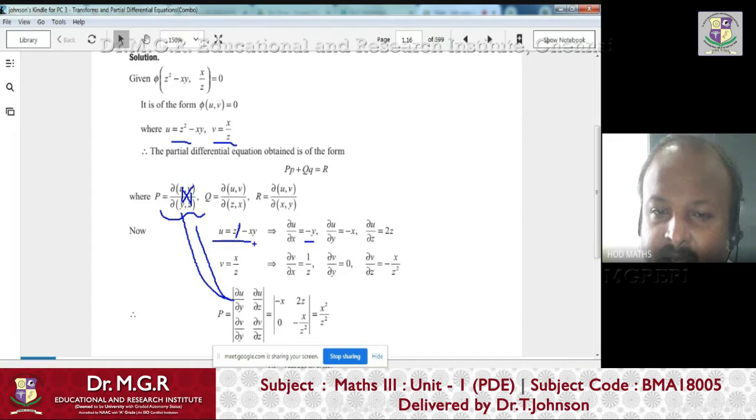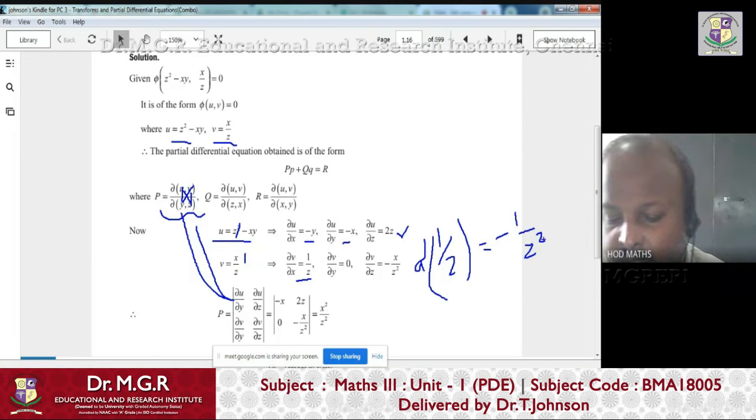Similarly, dou u by dou y. Dou u by dou y is also simply minus x. And then dou u by dou z is 2z, differentiating u with respect to z. Similarly, v is there, that is x by z. Dou v by dou x means x, differential of x is 1, so 1 by z. Dou v by dou y, there is no y, so it becomes 0. Dou v by dou z means x is as it is, you have to differentiate 1 by z. Differentiation of 1 by z is minus 1 by z square.